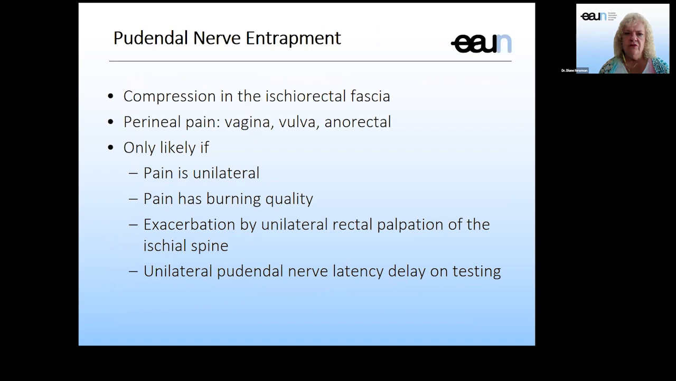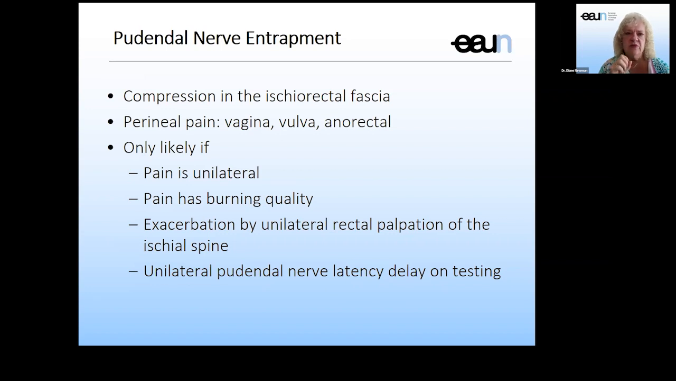Now, pudendal nerve entrapment, this is usually caused by some kind of trauma. I actually had someone who delivered twins who developed pudendal nerve entrapment on one side, so it's usually unilateral. It has a burning quality. Sometimes it can be exacerbated by rectal palpation. So when you do your rectal exam, that may trigger the pain, or it may be latent.